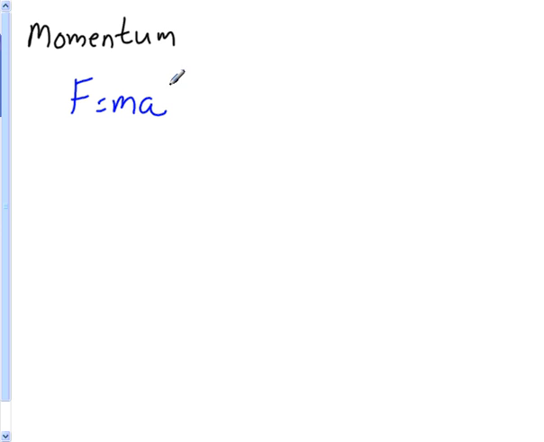Okay, we are all familiar with this one. We've used it a lot. F is equal to mass times acceleration. So what exactly is acceleration? Well, we know acceleration is equal to a change in velocity over a change in time. So we could rewrite that as being a final velocity minus an initial velocity over time.